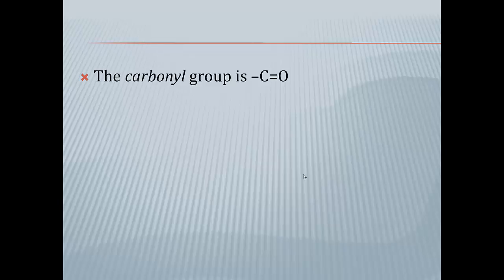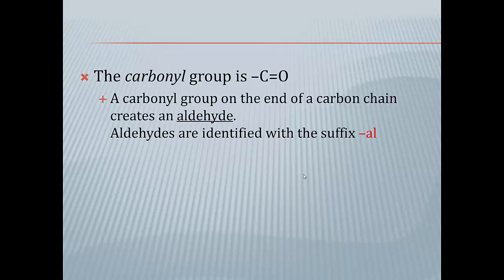The next group we'll consider is the carbonyl group. This is common in many types of functional groups, and we'll look at each one of these in turn. Firstly, a carbonyl group on the end of a carbon chain creates an aldehyde. Aldehydes are identified using the suffix -al. So this molecule is propanal, which is an aldehyde of propane. Notice that the carbonyl group is on the end of the molecule with a hydrogen.